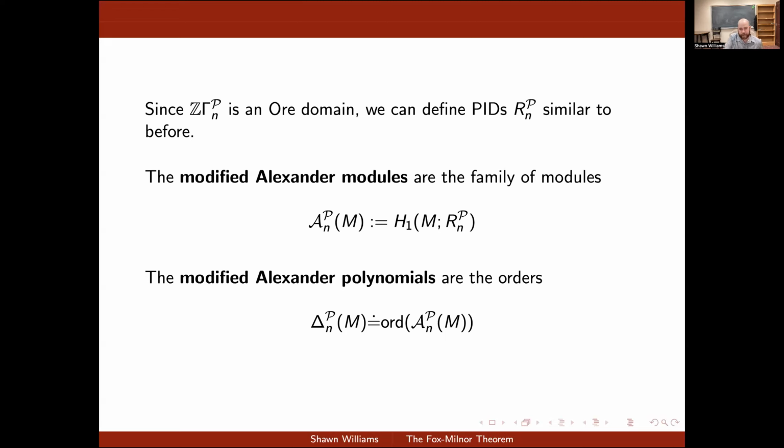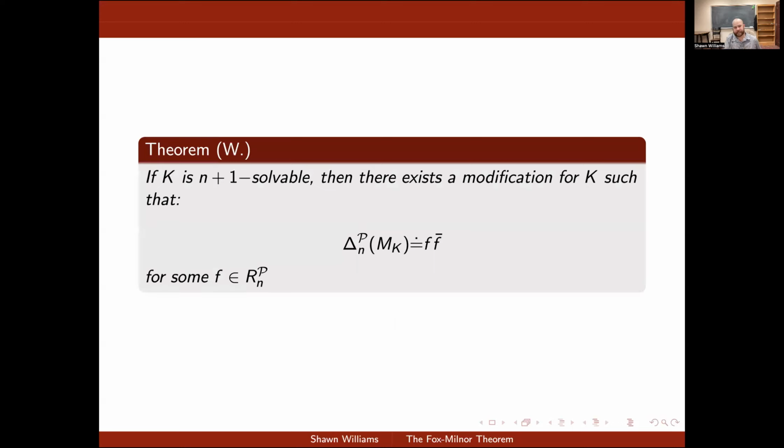So the theorem that we can actually formulate is: if K is an n+1 solvable knot, then there exists a modification for K such that the corresponding nth order modified Alexander polynomial of the zero surgery factors in the Fox-Milnor style. Okay. So now let's look at the ingredients that make this theorem happen, or moreover, why modifying allows us to get the factorization, whereas not modifying doesn't allow us to get the factorization.